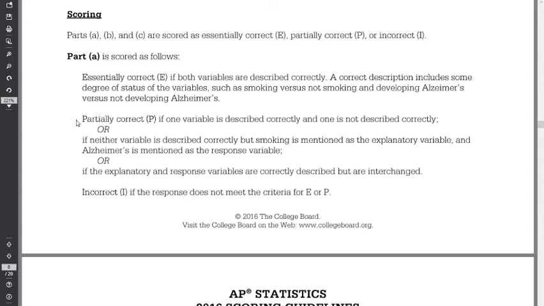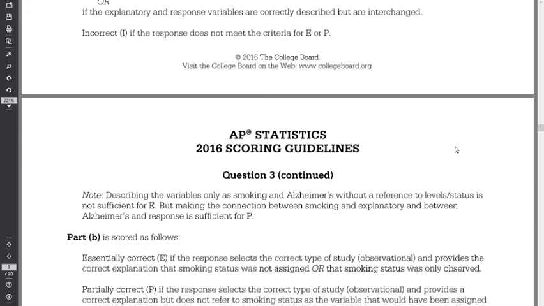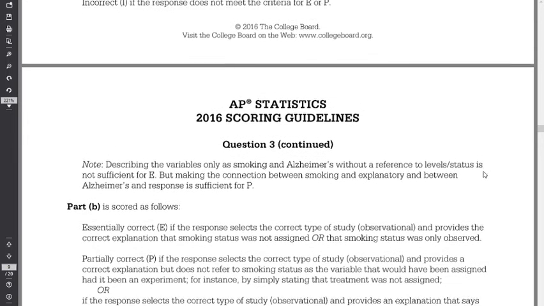Now I have a thing that I know what question I am asking the people. And it gives that note here. Describing the variables only as smoking and Alzheimer's without a reference to level or status is not sufficient. So most of you got partially correct there and not essentially correct.